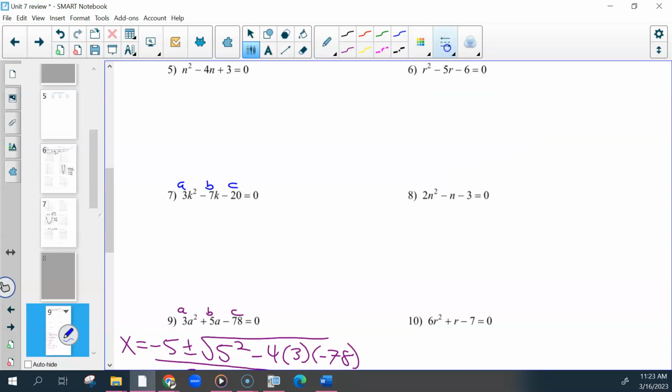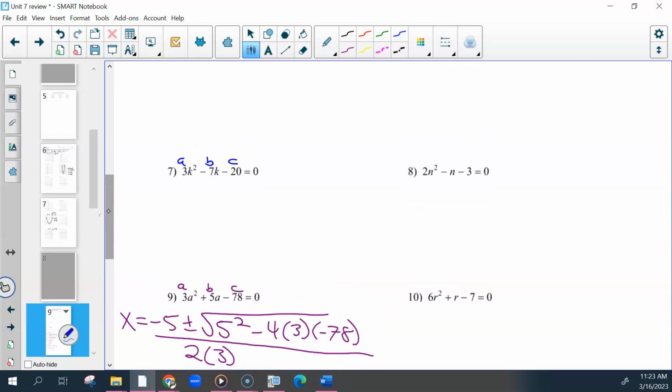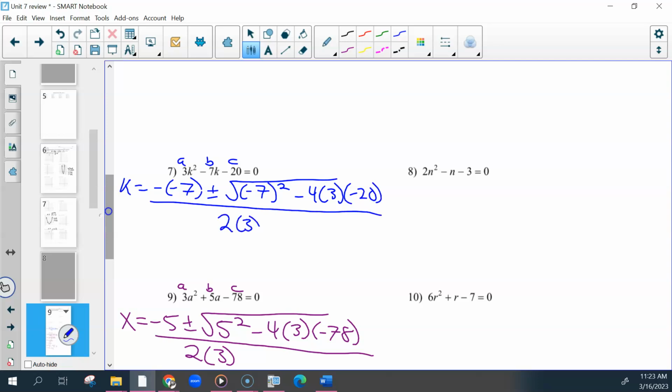Label your A, B, and C values, not the variables, just the numbers. And then start to put this in your equation. I didn't do this. These were A's, we should have been A equals instead of X equals. So this would be negative 7 plus or minus the square root of negative 7 squared minus 4 times 3 times negative 20, all over 2 times 3.